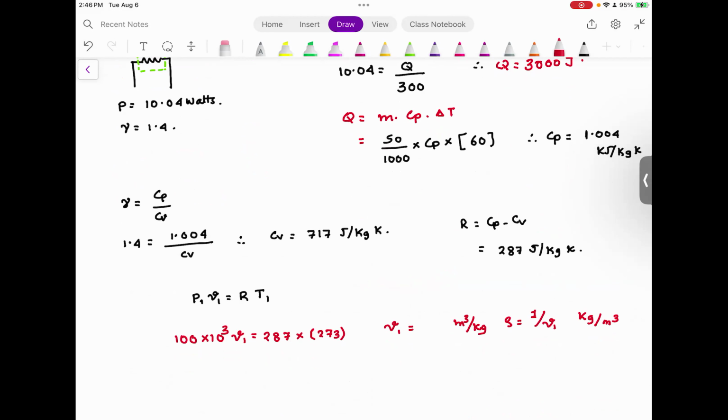The next question he's asking is, for the given values of temperature and pressure, what is the value of the density? For that, we have to use the equation P1 v1 is equal to R T1. T1 is given, P1 is given, R we found out. So we can find out the specific volume. 1 over the specific volume is nothing but the density.